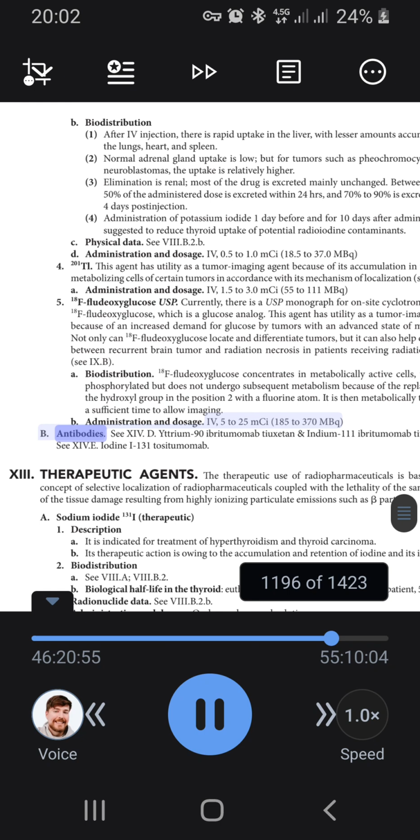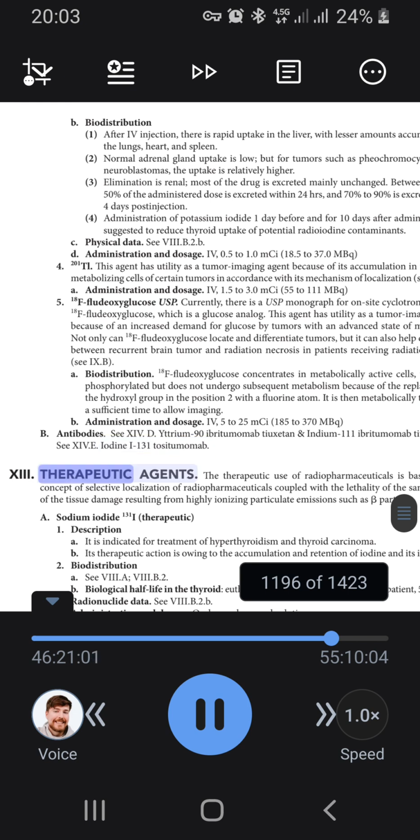B. Antibodies. Yttrium-90 ibritumomab tiuxetan and indium-111 ibritumomab tiuxetan. Iodine-131 tositumomab.